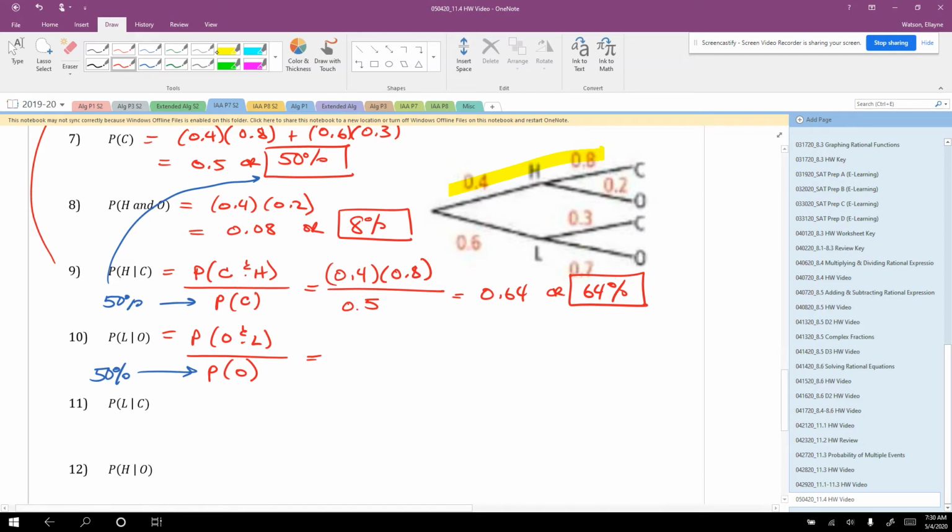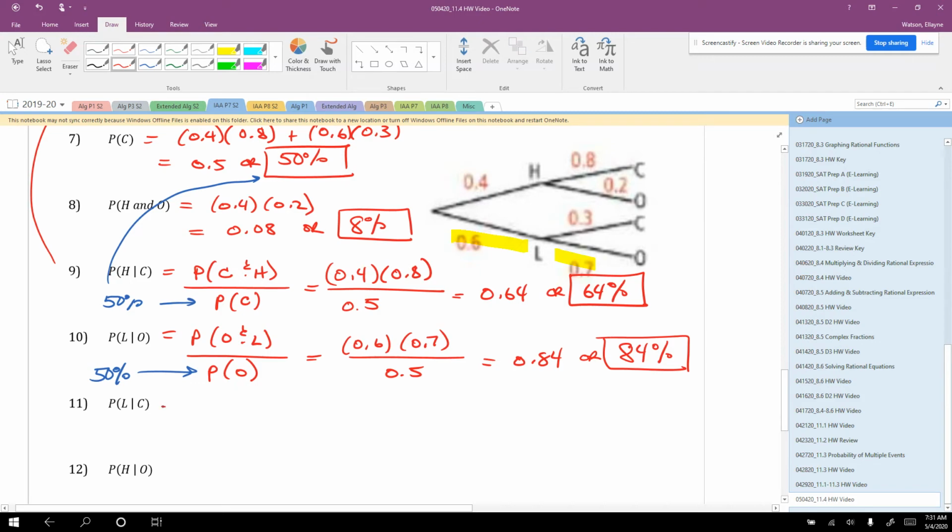Okay, so now we're looking at open and light snowfall. So light and open. So this is going to be 0.6 times 0.7 divided by 0.5. And we get 0.84 or 84%.